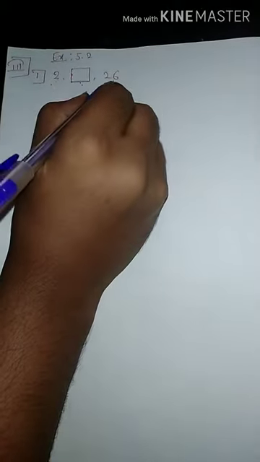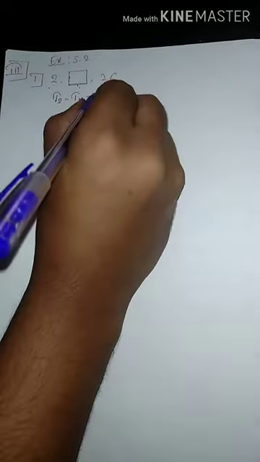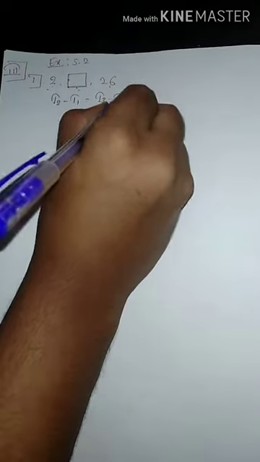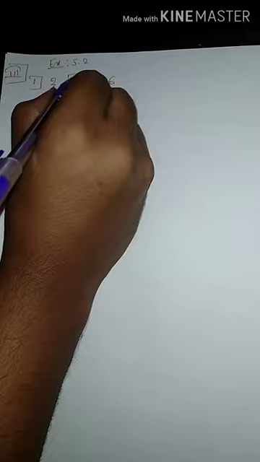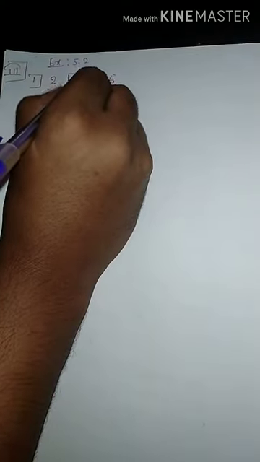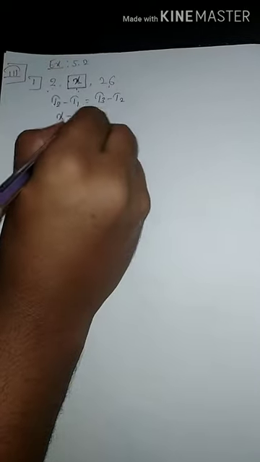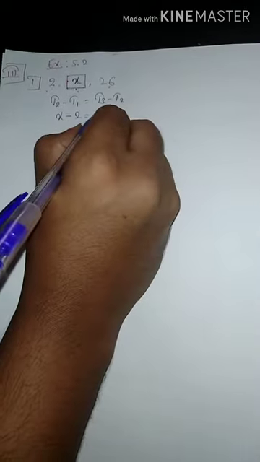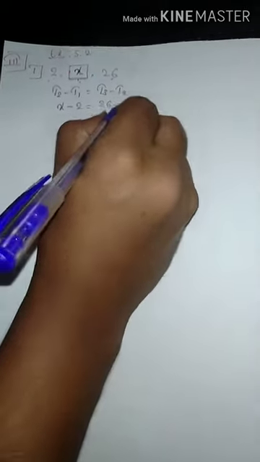Common difference is nothing but the difference between any two consecutive terms of an AP, meaning T1, T2, T2, T3. So T2 minus T1 and T3 minus T2 is nothing but the common difference. T2 minus T1 is equal to T3 minus T2. But we don't know the second term. Let us imagine that the second term is X. So T2 is X minus T1 which is 2, is equal to T3 which is 26 minus T2 which is X.